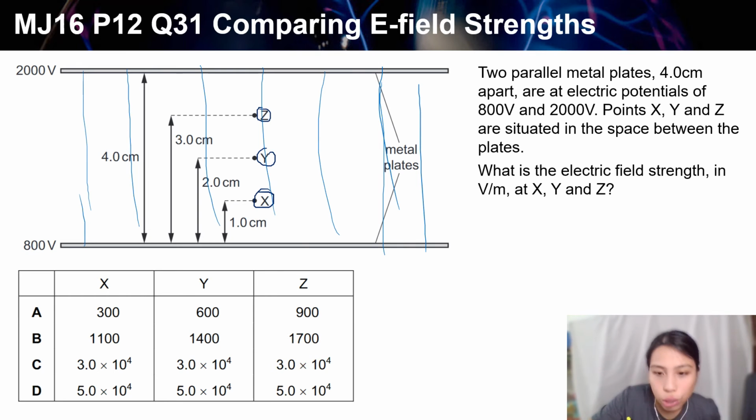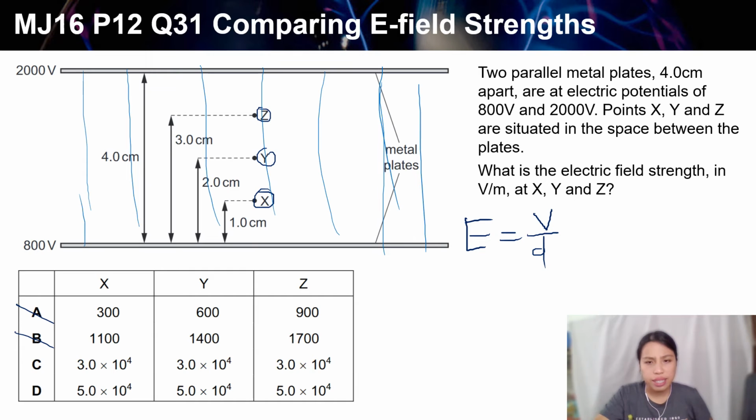I can just look at the answers straight away and see that A and B are out already. C and D possibly, because C all 3 same, D all 3 same. But how do we know which one it is? So we need to calculate the electric field strength. We can't use F equals QE because they didn't give us force. So we will use this one, V over D.